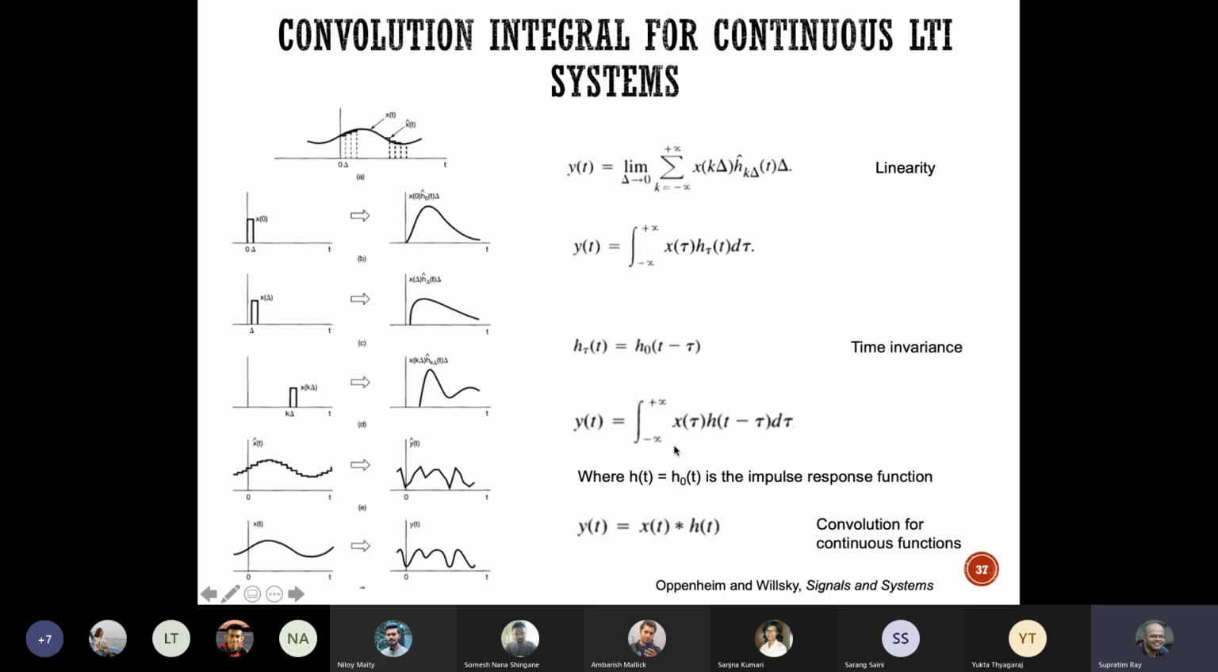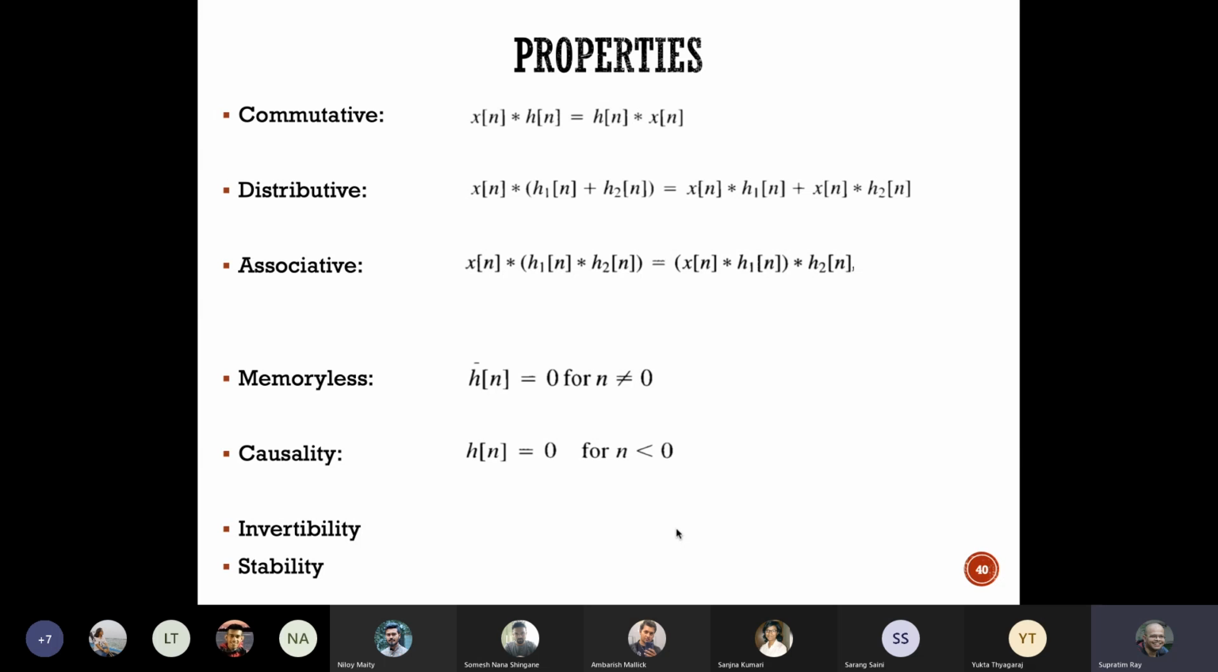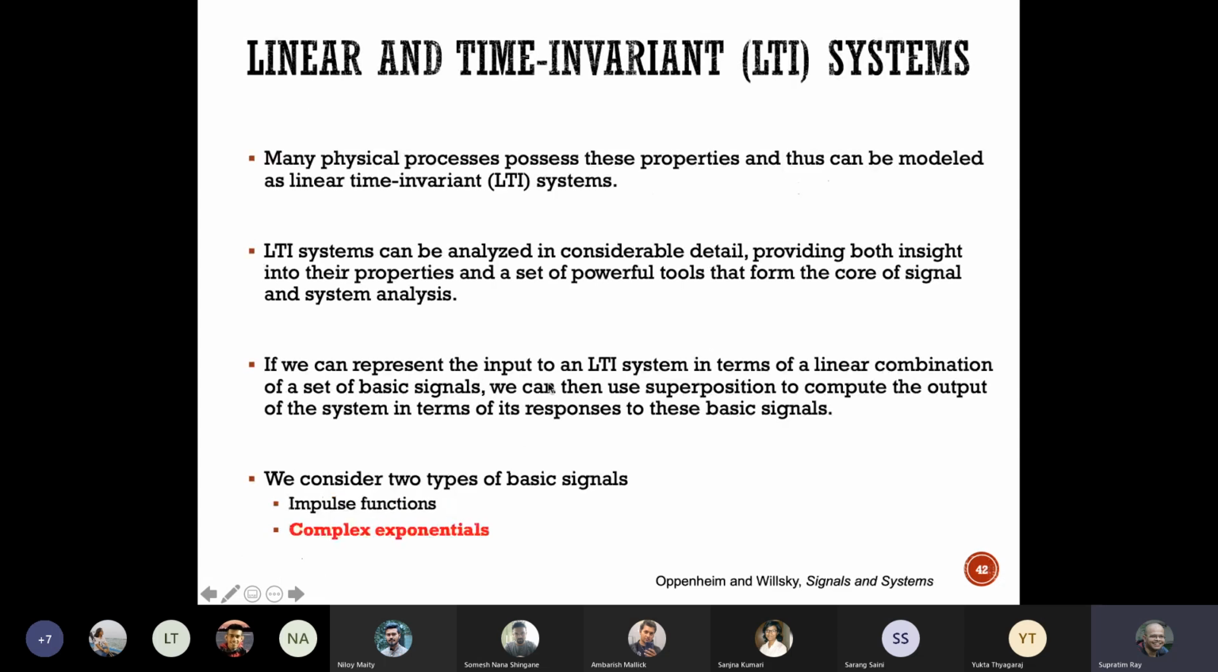In a continuous system, this becomes an integral. So this is the convolution in the continuous domain, and it's indicated by this symbol here. Okay, and that's what we have done. We looked at some of these things, not in too much detail. These are quite straightforward. And now we are looking at the second type of basic signal, which are complex exponentials.